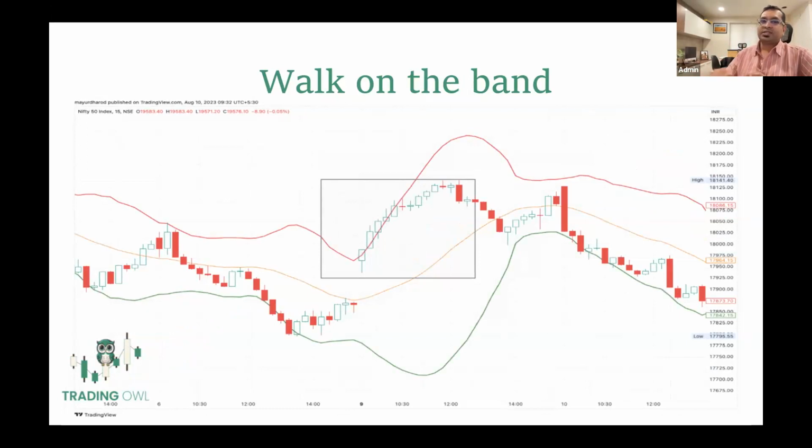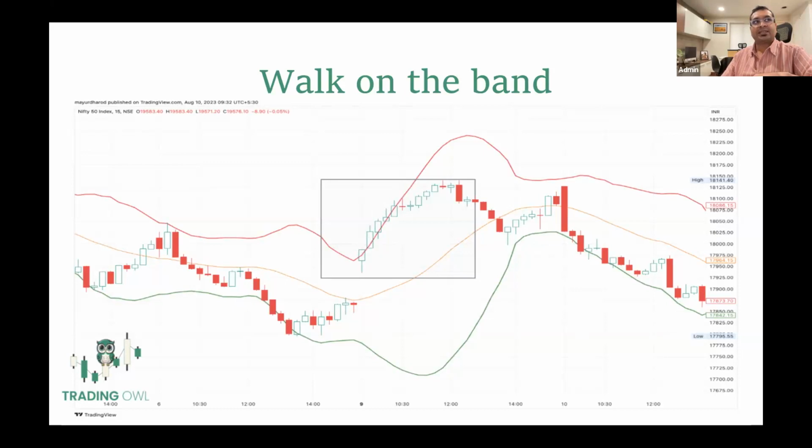Now, how you use it is very simple. Whenever there's a walk on the band, that is the price is moving above, outside the band, on the first candle, you can initiate a trade above that. And as long as the candle is closing outside the band, you can continue to hold your trade. You trigger your stop loss when the candle closes inside the band. And this is best doable in the last 1 hour of the day.